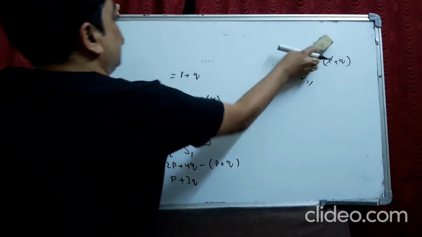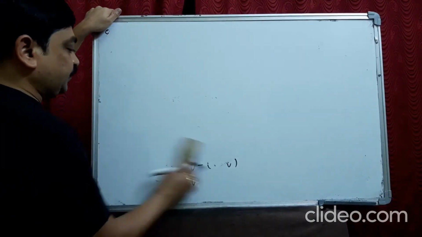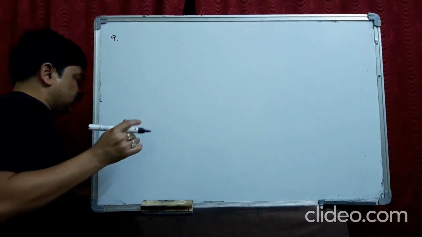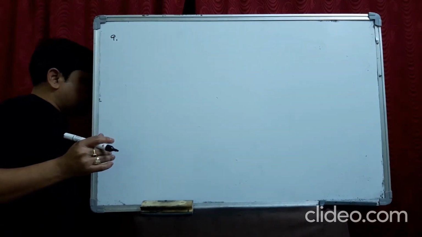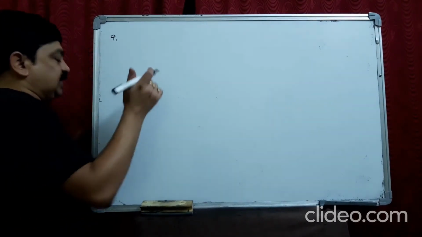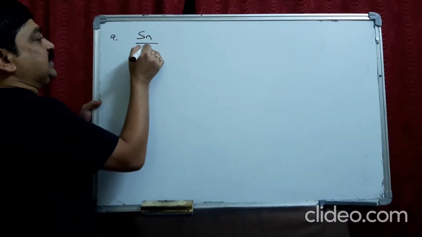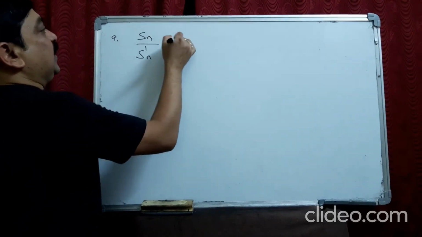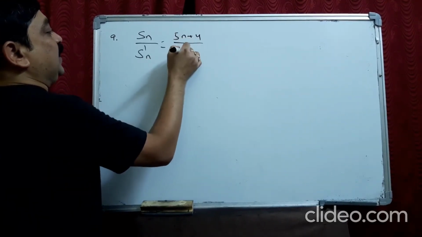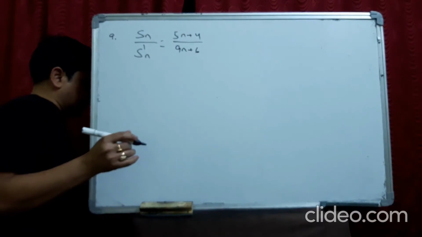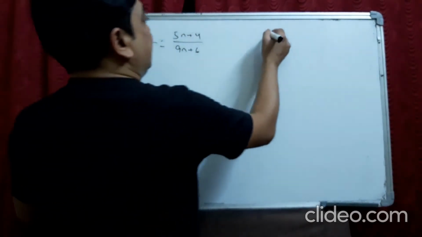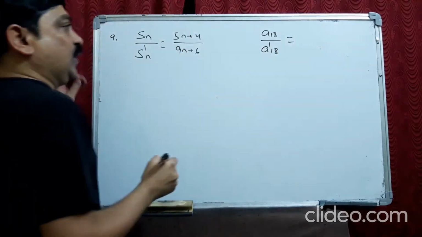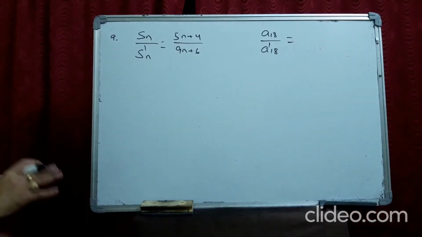Now look at the 9th question. The sum of n terms of two arithmetic series are in the ratio Sn by S dash n is given as (5n plus 4) by (9n plus 6). Find the ratio of their 18th terms. a18 by a dash 18 they need. Okay. So to find this, I just apply the formulas.